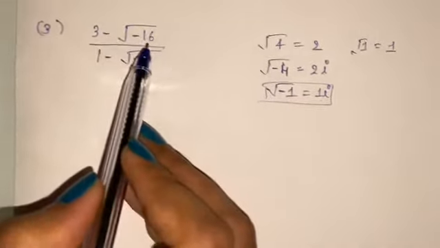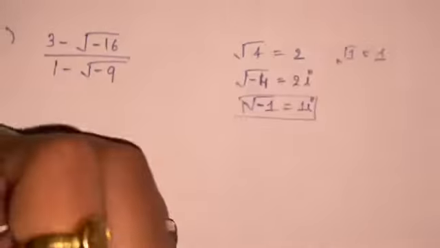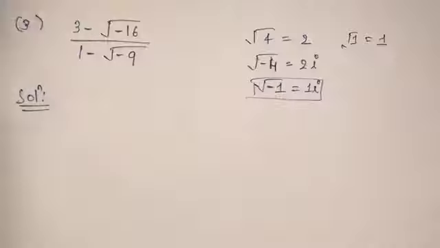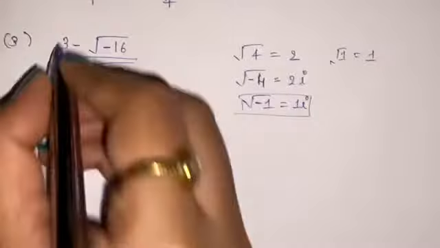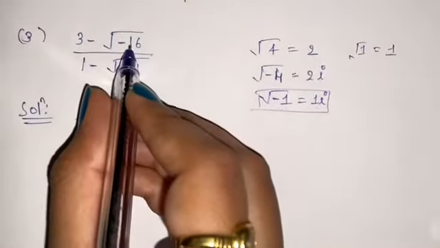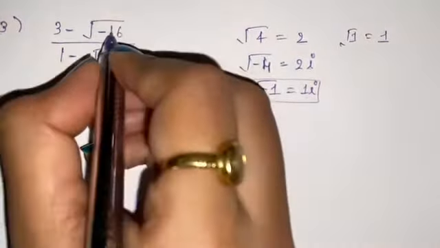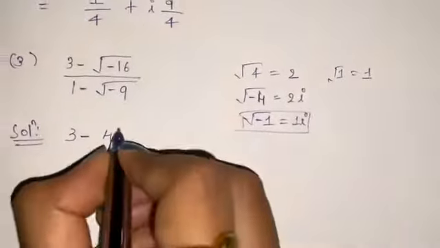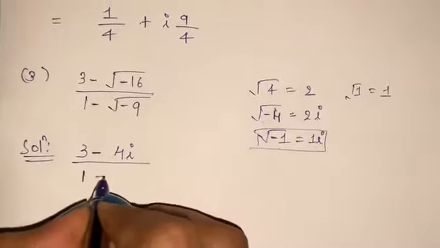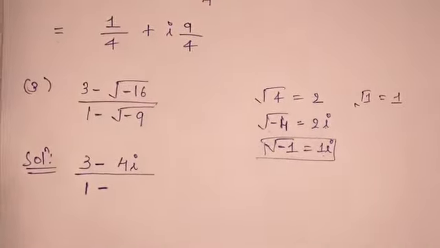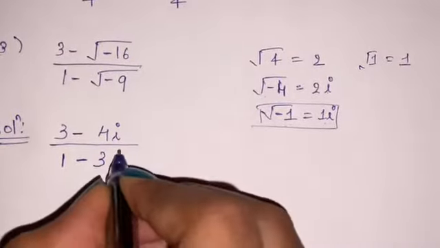Okay, so over here now let us come to the example. 3 minus square root of minus 16 upon 1 minus square root of minus 9. So the solution is, this is 3 as it is, minus. Now the square root of minus 16. What is the square root of 16? You will get 4. But the square root of minus 16, you will get 4i. Clear? Divided by 1 minus sign as it is. The square root of 9 is 3. But what is the square root of negative 9? So you will say 3i.